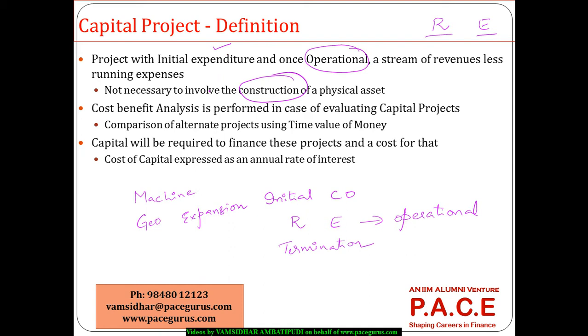What we generally do in any capital project is perform a thorough cost benefit analysis. To a large extent, we look at the various alternative projects that are available and use the concept of time value of money to evaluate the benefits associated with each of these projects. Capital projects require a huge investment, which means heavy financing is required, whether from an internal source or an external source of finance.